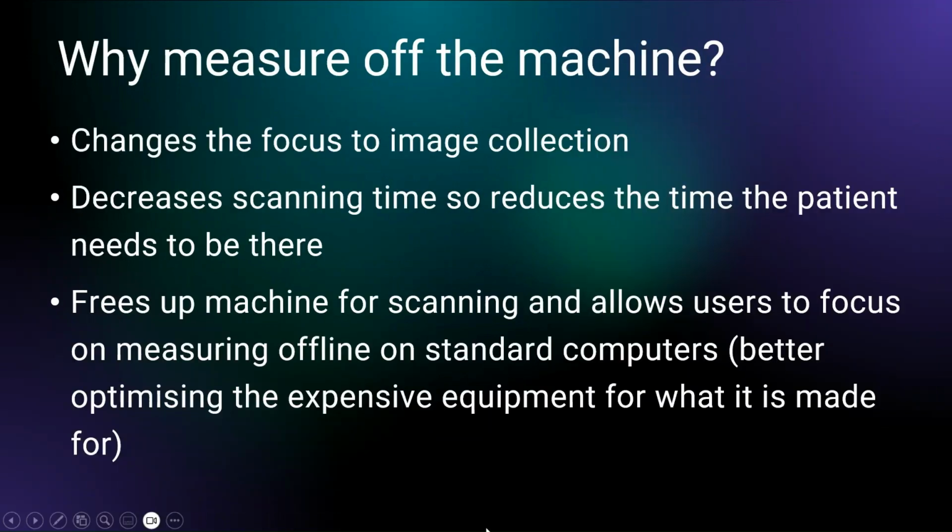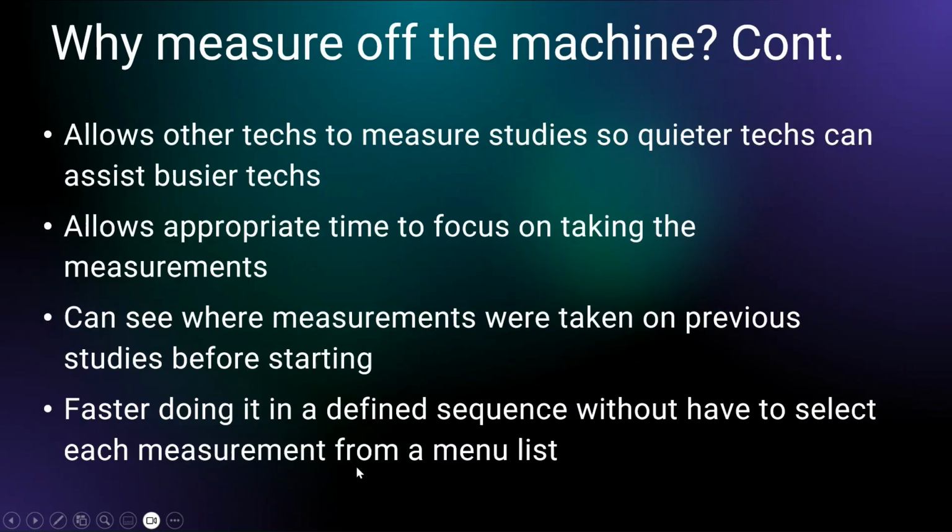As to why you would measure off the machine, it changes the focus when performing the study to be one of image collection, rather than trying to get image collection and measurement all done in the one process. It also decreases scanning time, so it reduces the time the patient needs to be there. It frees up the machine for more scanning because it allows users to focus on their measurement offline using standard computers. In this way, you're better optimizing the more expensive equipment for what it's actually made for.